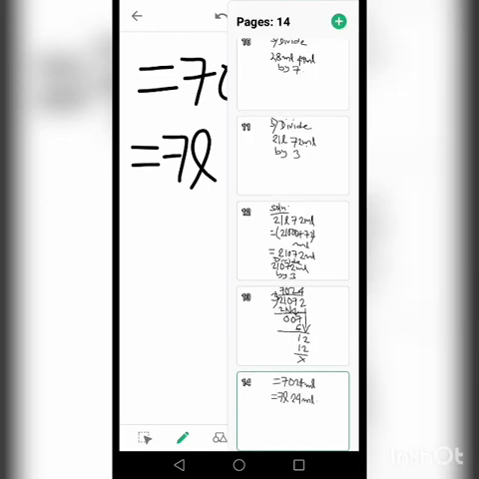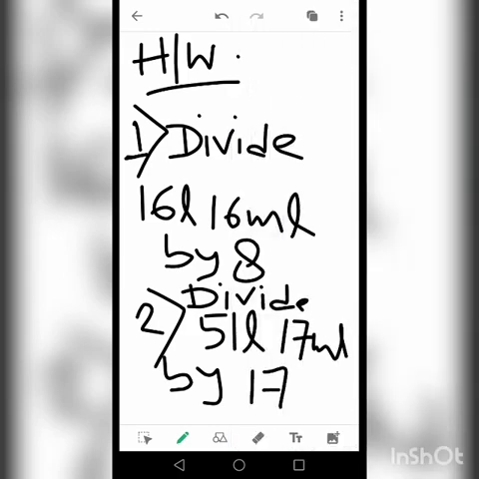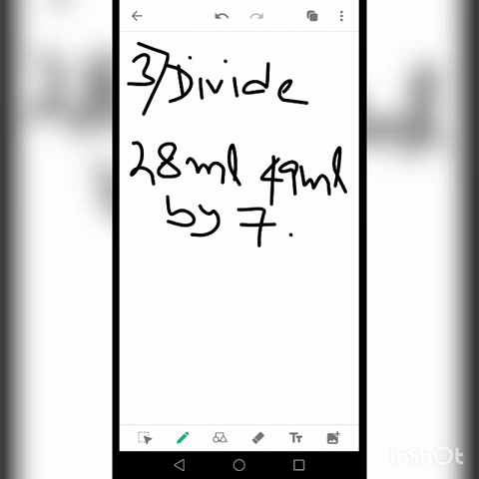So following this process, I'm again moving to the homework page. Following this process, you have to write down these homeworks: divide 16 liter 16 ml by 8, divide 51 liter 17 ml by 17, and finally divide 28 ml 49 milliliter by 7. So there are 3 homework sums that we will do.